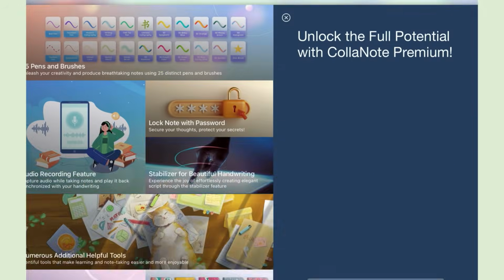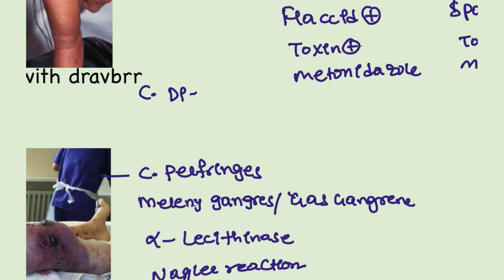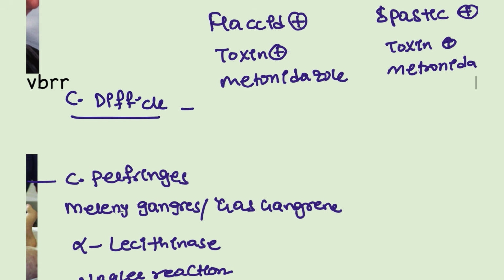Next, another species like Clostridium difficile. This is due to misuse of antibiotics such as clindamycin.